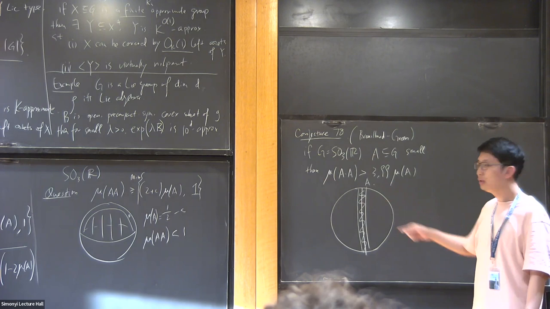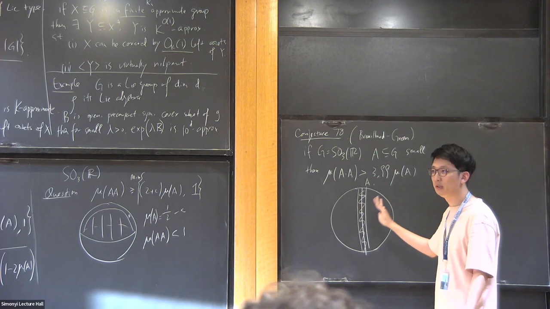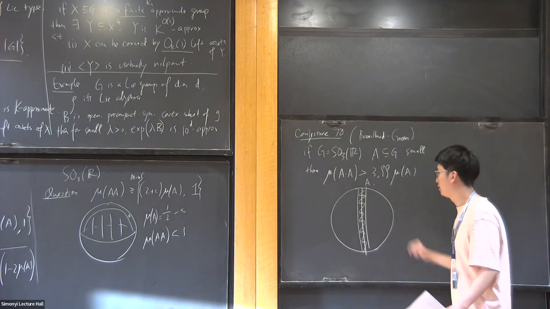So somehow, we cannot only view our set locally. We need to view the set globally. We need to study the global shape of it, to show that the shape of A shouldn't be weird, but something like a nice set. Okay.